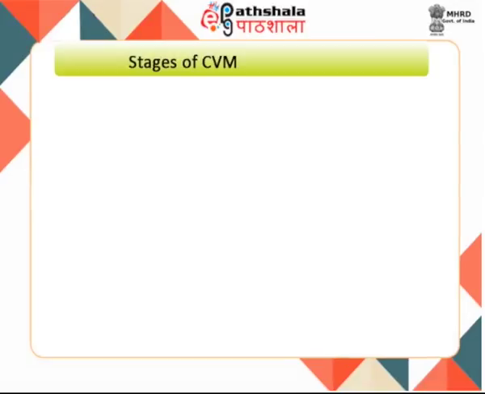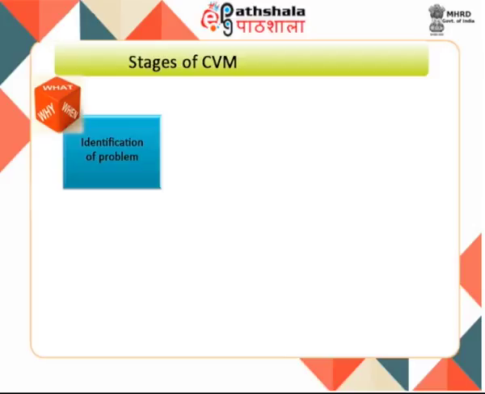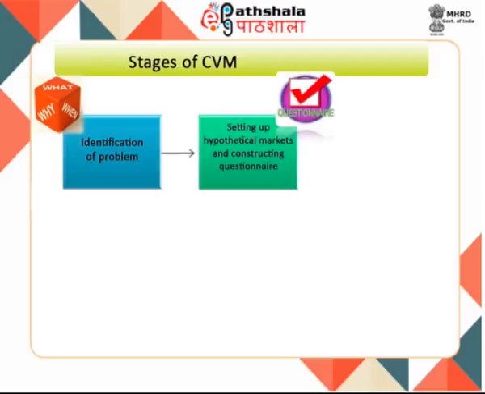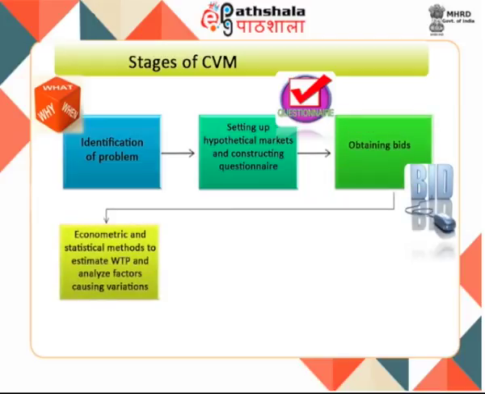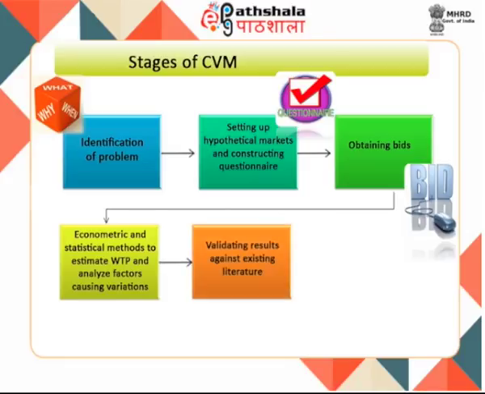CVM is conducted through the following five stages: identification of the problem, setting up hypothetical markets and constructing questionnaires, obtaining bids, econometric and statistical methods to estimate WTP and analyze the factors that cause variations, and finally, validating the results against existing literature.